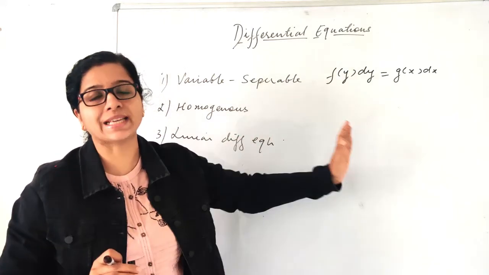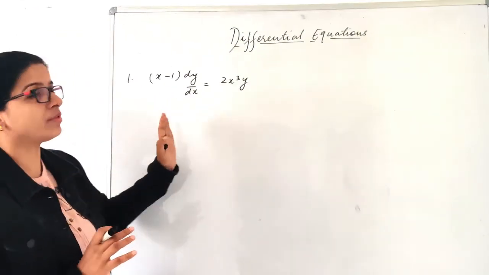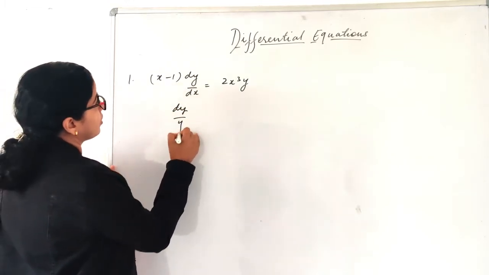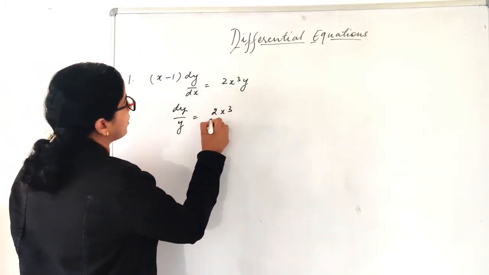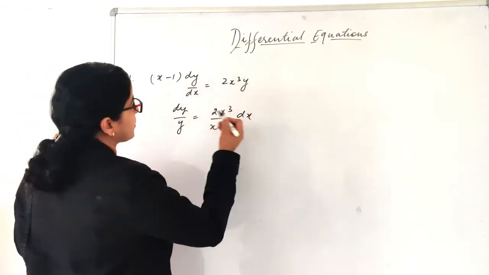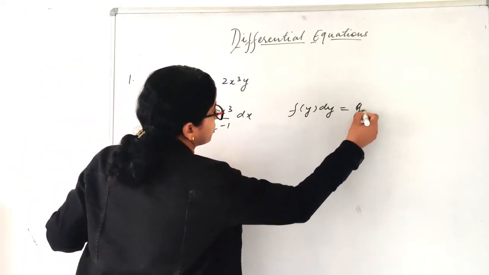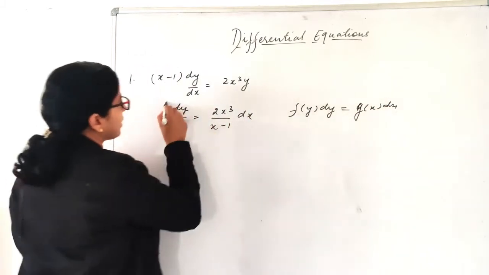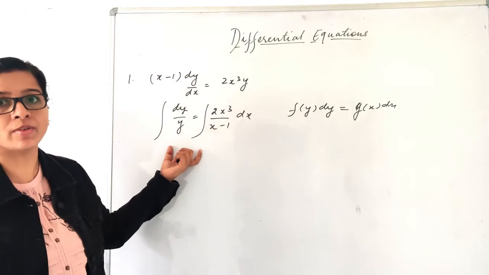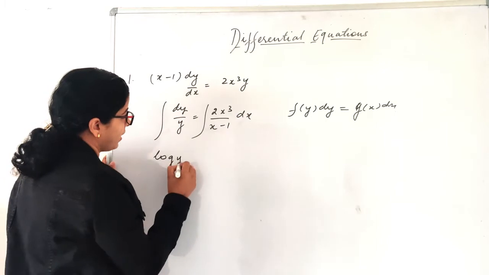So let us check few examples to understand how this method is applicable. So let us take this question. Now we can arrange our terms in this way, right? So dy upon y equals to 2x cube upon (x minus 1) dx, right? So now it has become of the form f(y) dy equals to g(x) dx, right? So I can integrate both the sides, and this is nothing but my variable separable way of solving the differential equation. So it will become log y.